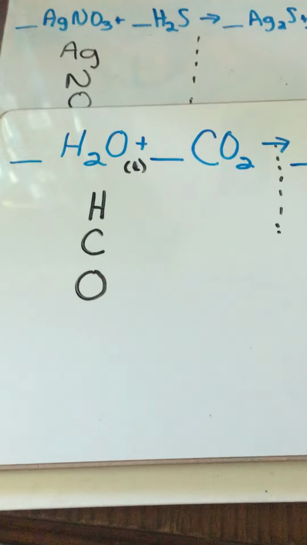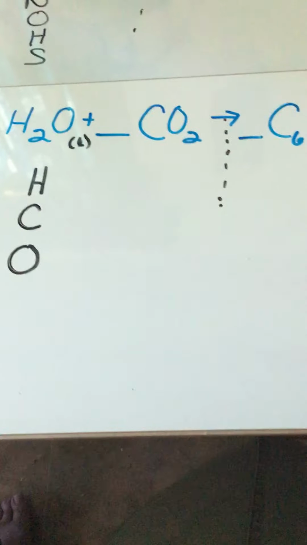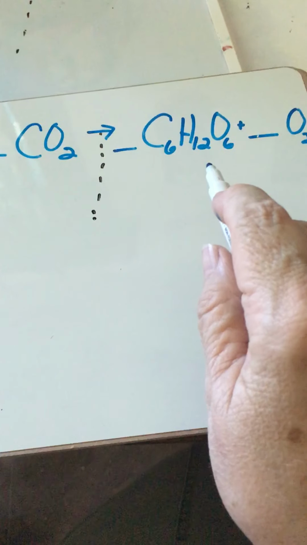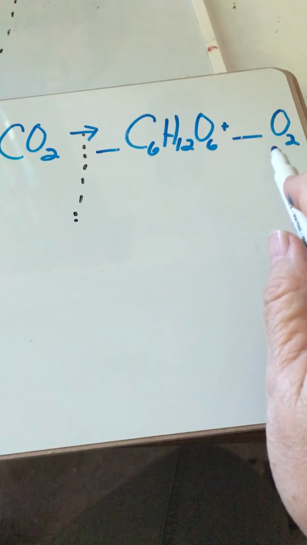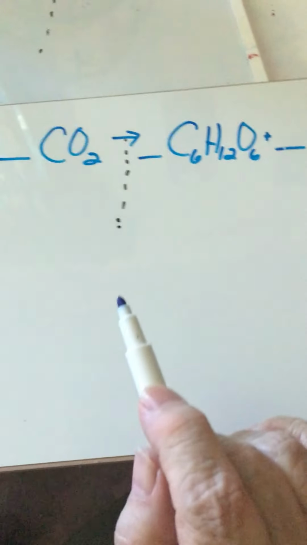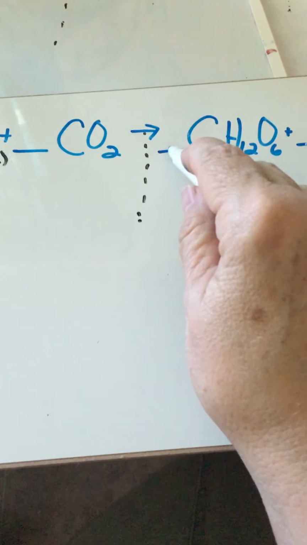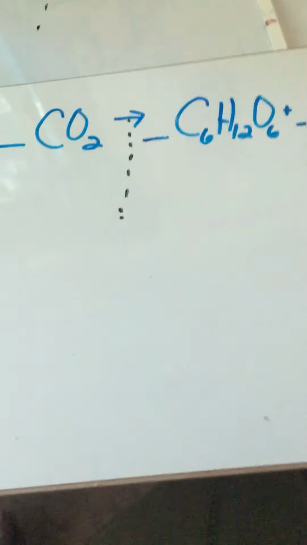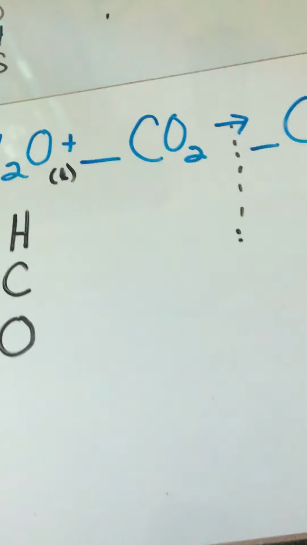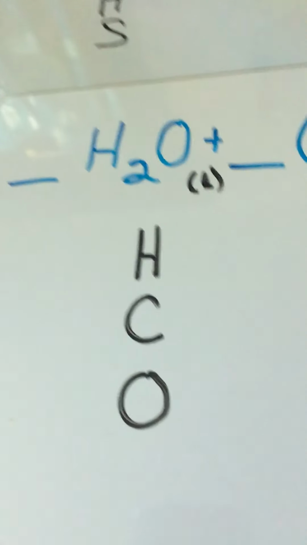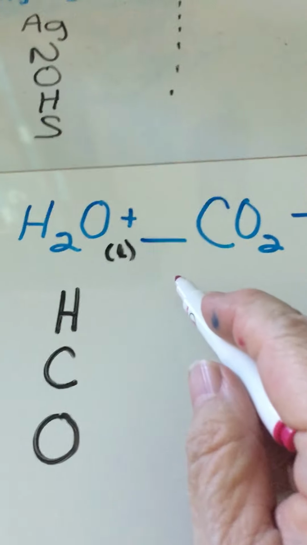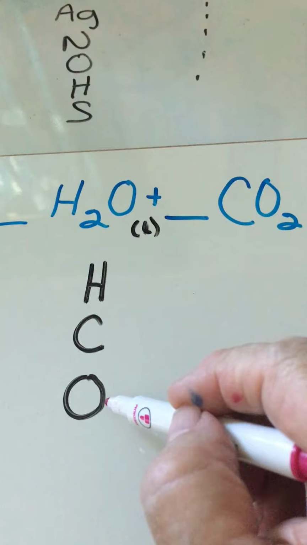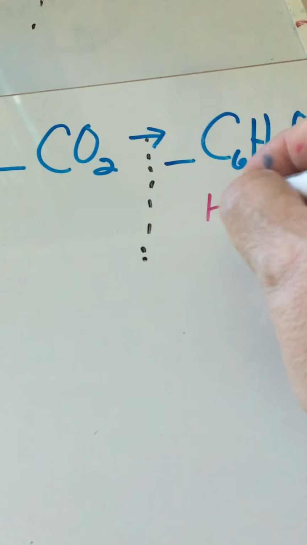We have H2O plus CO2 yields C6H12O6 and O2. These little lines here I just drew there for you to know where to put the number that you are multiplying by. All right, so the first thing we do is just like we did last week. We find the elements. We have hydrogen, carbon, oxygen on this side. So we cut and paste that over here.